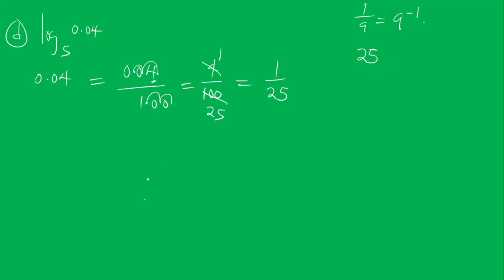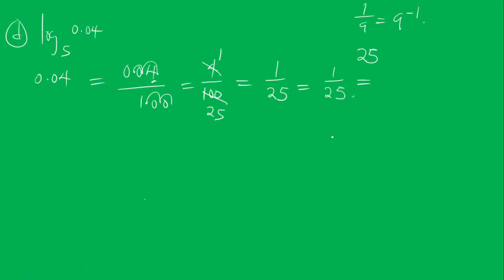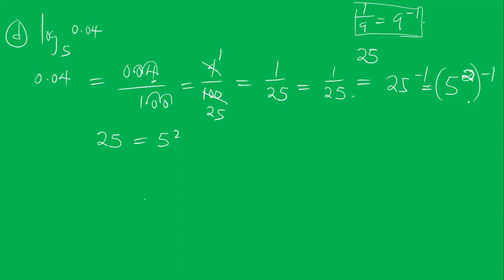Okay, let me apply that first. So this will be equal to 1 all over 25. According to this rule here, this is equal to 25 raised to the power minus 1. Now 25 is the same thing as 5 to the power 2. Applying that rule here, you now have 5 to the power 2, in brackets, to the power minus 1.